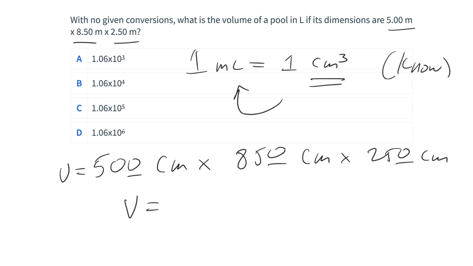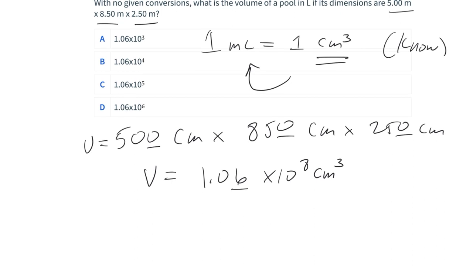So 500 times 850 times 250, having converted meters to centimeters, gives me a big number. I'm going to switch to scientific mode so I don't screw it up, but it's 1.0625 times 10 to the 8 cubic centimeters. Now let's do one other thing real quick. Let's just do the 5 times 8.5 times 2.5 real quick in meters. Let's say we didn't convert it. If we didn't convert it, that would have been 106.25.